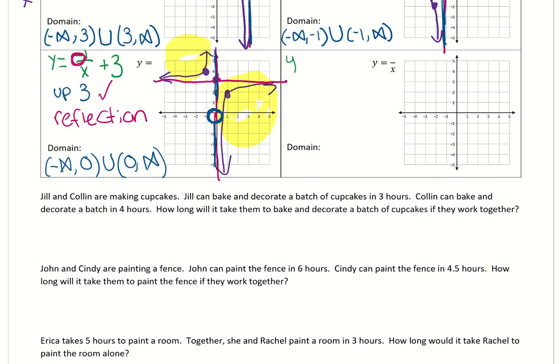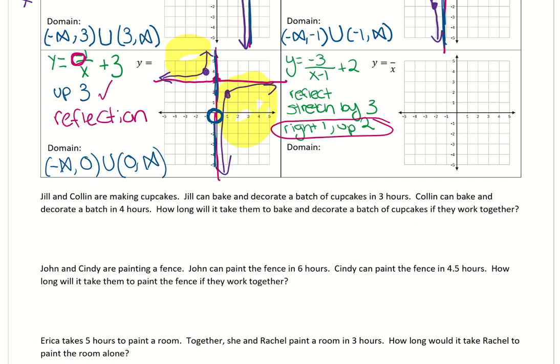We're going to have y equals negative 3 over x minus 1 plus 2. So we've got a negative out in front. That means we're going to reflect. We've got a 3, which means we're going to stretch by 3. We've got right 1, and we've got up 2. All right, so let's start with dealing with the right 1, up 2. Right 1, up 2 means our asymptotes are going to intersect here. They tell us that's where our guidelines go.